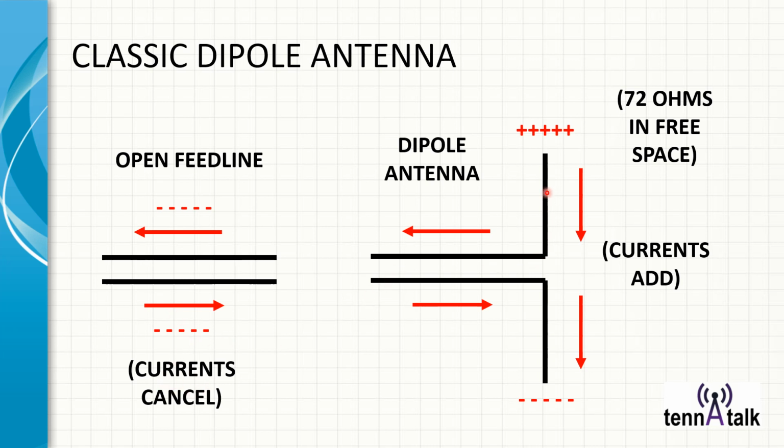Once we bend open the ends into a dipole and unfold it, now we can radiate that out, and that current goes out to the negative here and comes back, depleting electrons on this side, and we've sloshed electrons in this direction, and the currents add up. In free space, the impedance, the voltage over the current at any snapshot in time, is about 72 ohms.